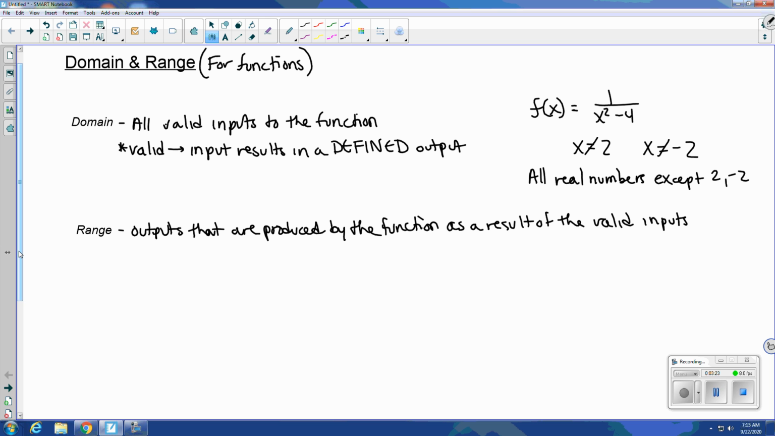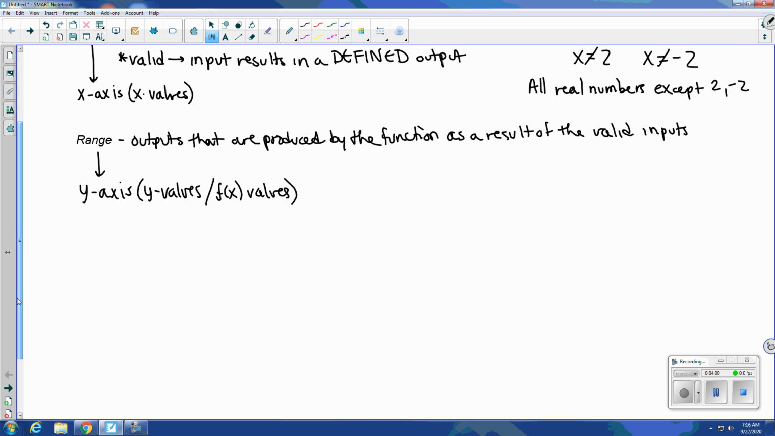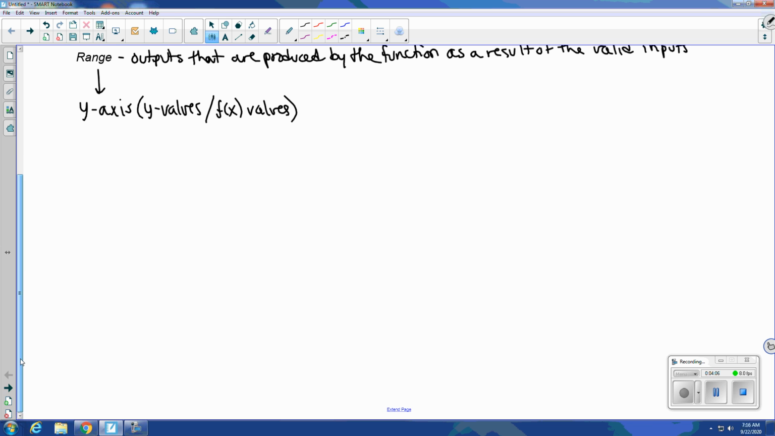Because domain is dealing with inputs, we're going to be looking at the x-axis, or the x values. Range, dealing with outputs, we'll be looking at the y-axis when we analyze this visually, and that's going to be our y values. But because we're using function notation more often, it could also be the f of x values. Remember, they are synonymous: y and f of x are the same thing. They both represent the outputs. So we have a definition for domain and range.